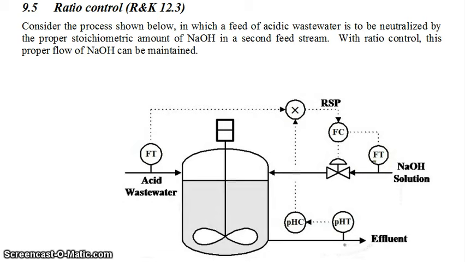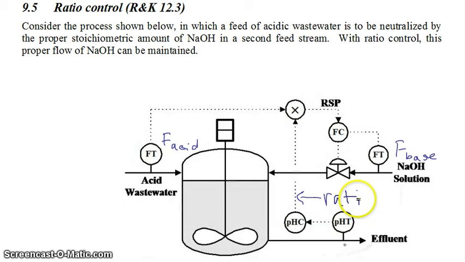So if we consider that this is your flow rate of acid, and what you have over here is a flow rate of base, then for the two streams to become neutralized when they come into contact with each other, you need the proper ratio of the two flow rates, the flow rate of the acid and the flow rate of the base. And so what this controller signal will be giving, as its controller signal, is a ratio.